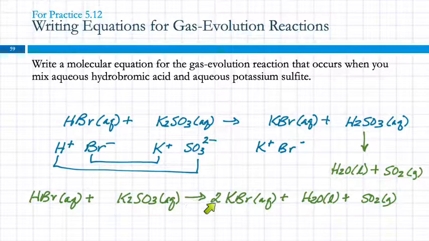So potassium's good, and then, well, let's look at the Br. 2 Brs here and only 1 over there. So I need to put a 2 in front of the hydrobromic acid. And then I need to check out the sulfur and the oxygen. Now this is a situation where that SO3 ion fell apart, right? So we can't balance it as a unit. So here's one sulfur and one sulfur. And over here I have 2 oxygens plus 1. It's a total of 3 oxygens over there and 3 oxygens over there. So it worked out. Any questions?